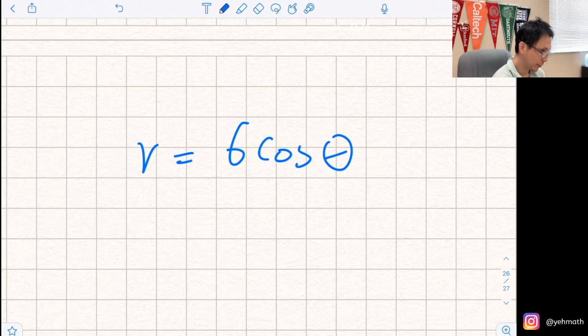So 6 sine. I'm going to show you how to hit 2 birds with 1 stone. You can obviously square both sides. You get r squared, and you get 36 cosine of theta squared. But that doesn't hit 2 birds with 1 stone. R squared can change to x squared plus y squared. But here's the cool thing: you learn how to think. Instead of squaring both sides, can I multiply by r on both sides?